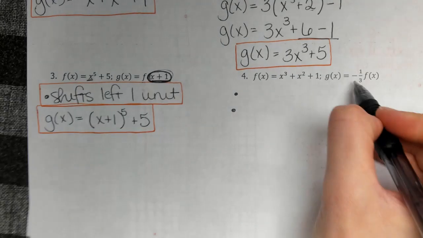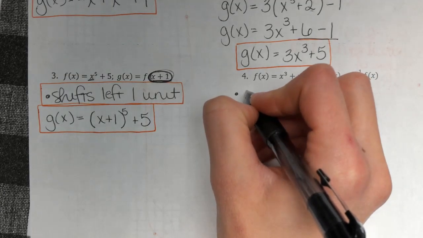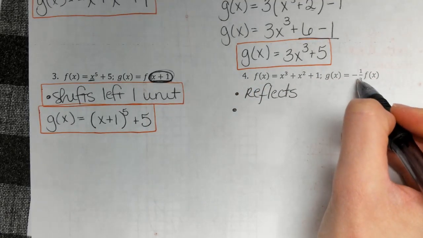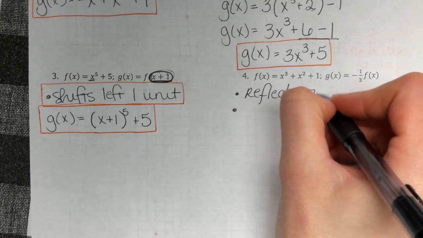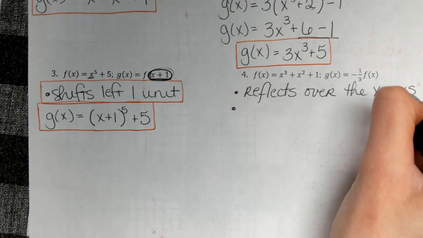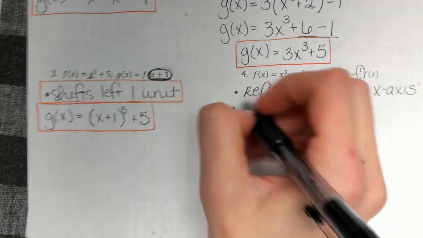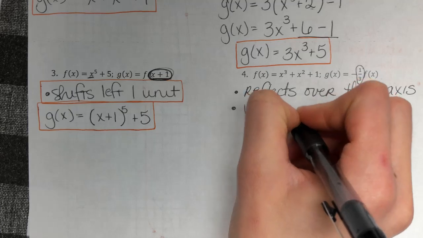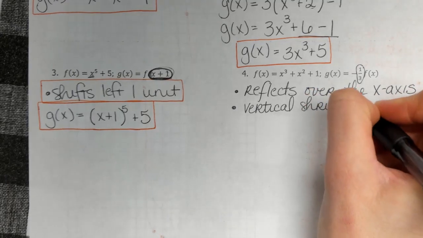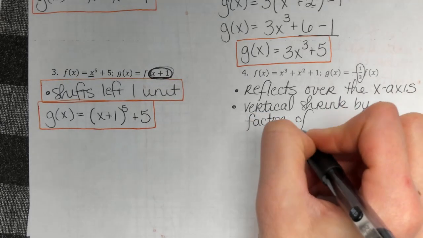What does the negative tell me in negative 1/3 f of x? The moment you see a negative, you should automatically think reflect. Now, is it happening to my x or y? It's happening to my y, so it reflects over the opposite axis, so my x-axis. Okay? And then this 1/3, it's happening to my y, so it's a vertical. Vertical what? Stretch or shrink? Shrink by a factor of 1/3.